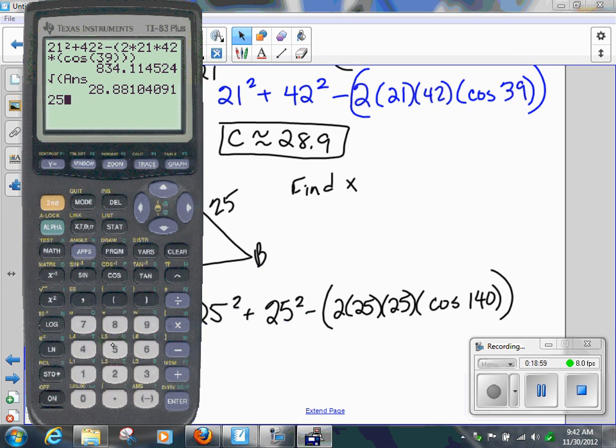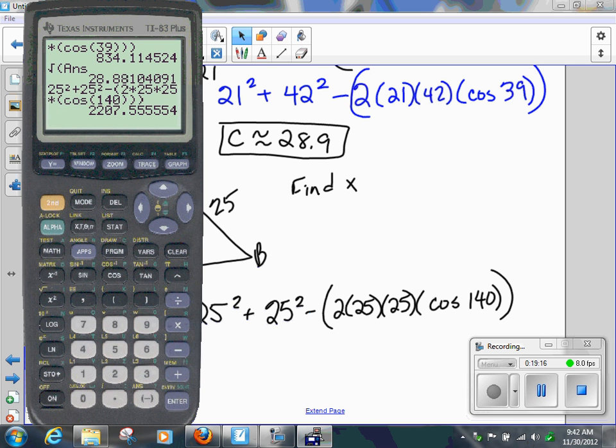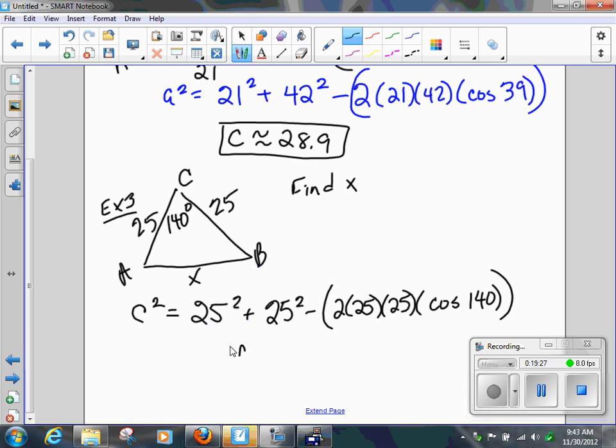Write the formula if you need to. 25 squared plus 25 squared minus parentheses 2 times 25 times 25 times cosine of 140. Close the 140, close the cosine, close the second half, boom. And then take the square root of that. Yes? Did y'all get approximately 47.0? Yes? For side C, how many of you had that? Questions? Easy, right?